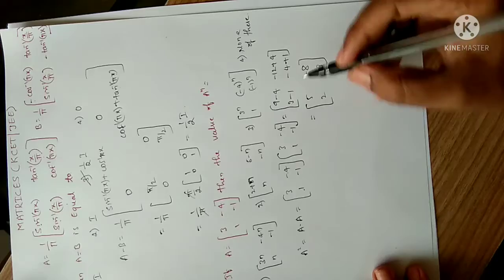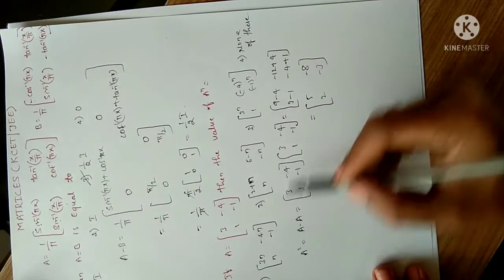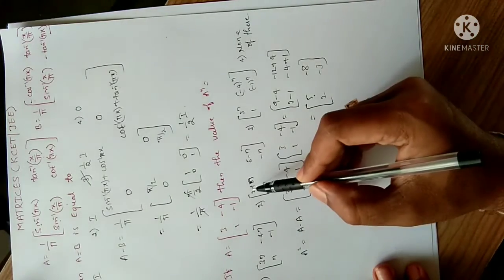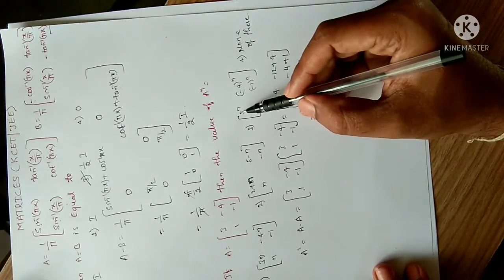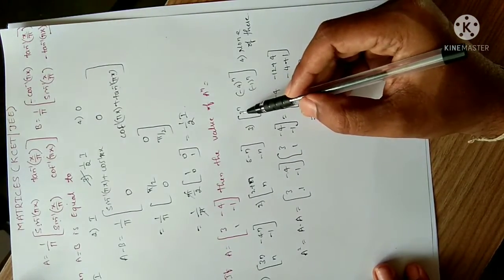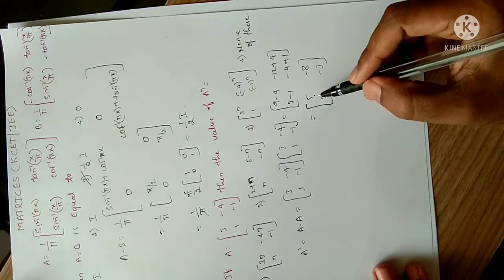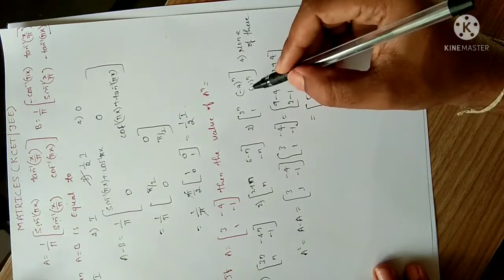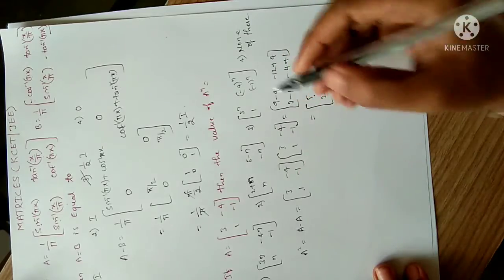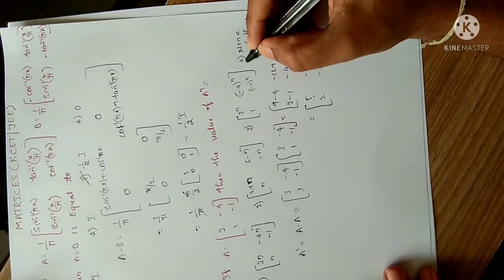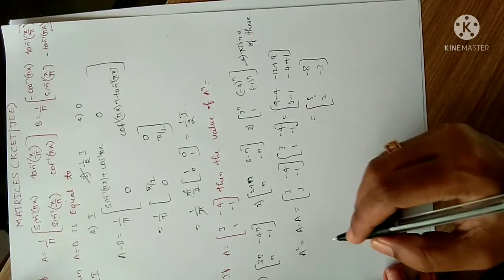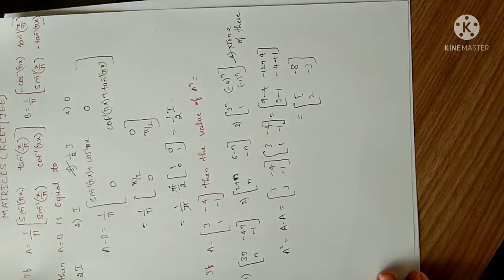Let me check it. 3 2s are 6, here 5 is there. Then 2 plus 2, 4 is there, here 5. Then 3 to the power of 2, that is 3 3 is a 9 is there, here 5 is there. Then none of these 3 are satisfying A square when n is equal to 2. Therefore, which option is right? None of these is the option. Let me move on to the next one.